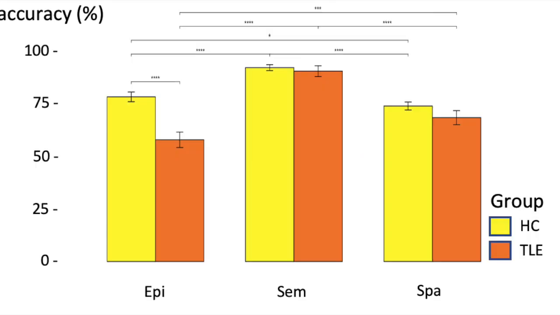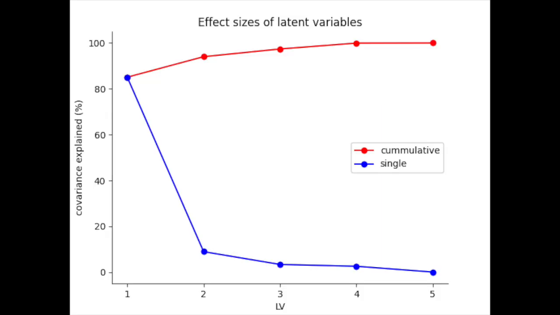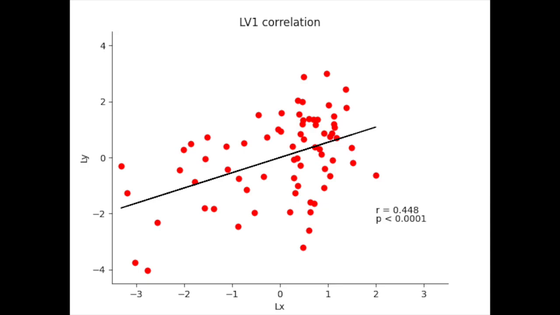Healthy controls outperformed TLE patients only on the episodic module, and while both groups scored highest on the semantic task, whereas healthy controls performed poorest on the spatial task, TLE patients found episodic to be most challenging. We observed that the first latent variable obtained via the decomposition of the cross-correlation matrix between clinical phenotypes and iREP accuracies accounted for a whopping 85% of the total covariance, and the correlation between latent scores along this first component was also evidently quite notable.